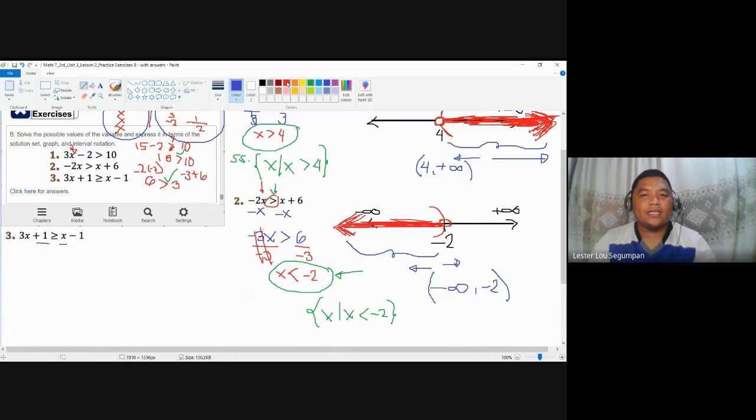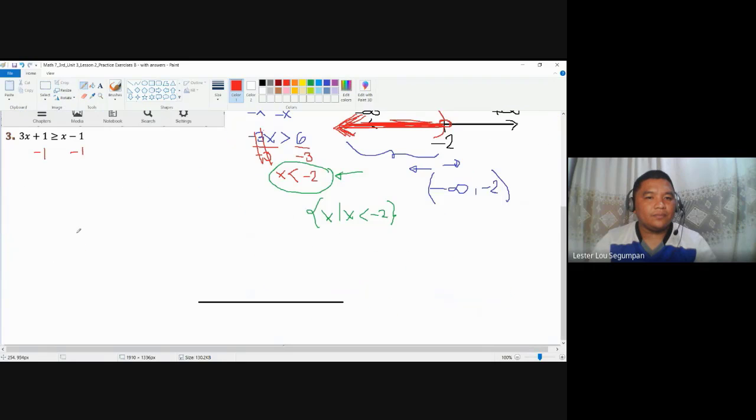But first, let's take it step by step. Let's remove first 1 by subtracting 1 from both sides. Let me remove this so that it will not be misinterpreted as a division. So that's 0 already. This will become 3x. That's 0 greater than or equal to x minus 1, check your integers, minus 2.